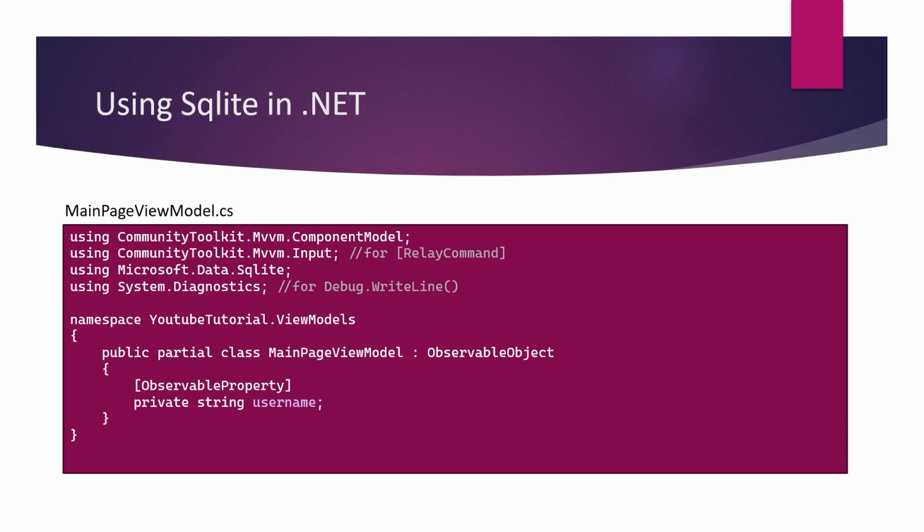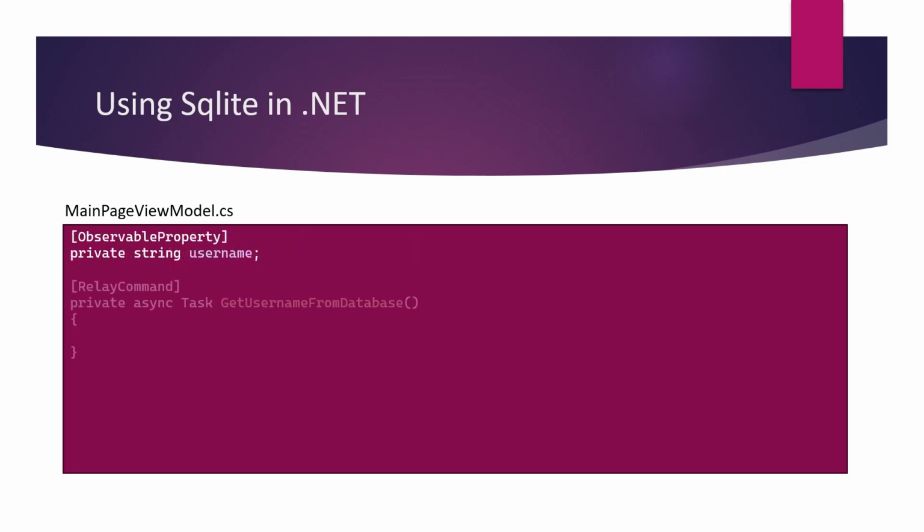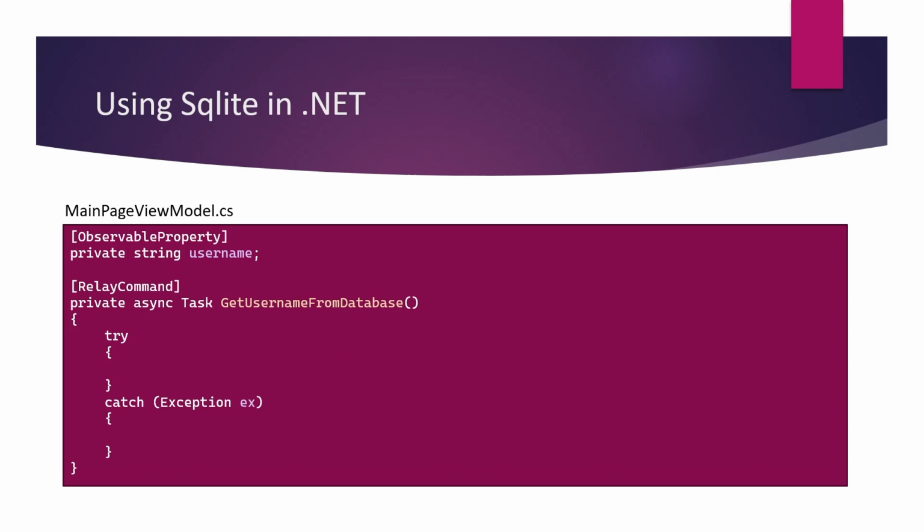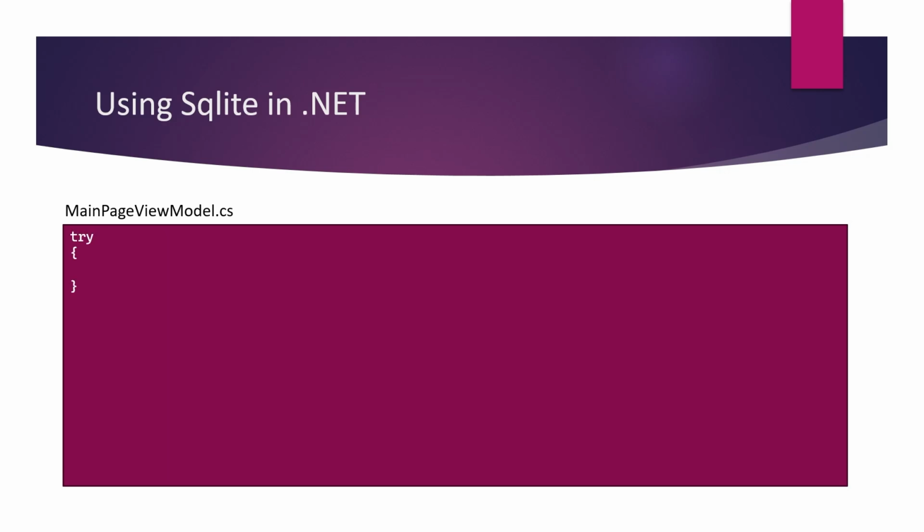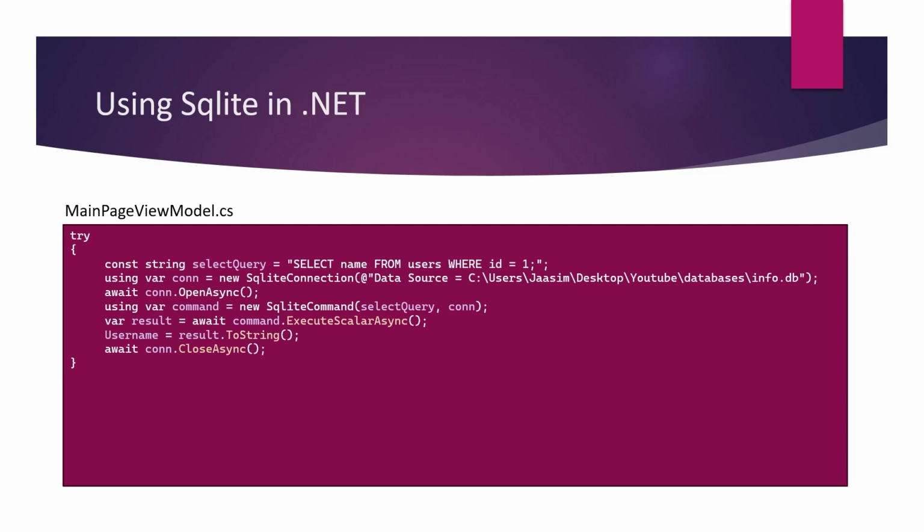Also, you have to import some usings, right? Okay, now we're going to create a new method called GetUsernameFromDatabase. We'll just do some basic error handling. Okay, now in the try block, we are going to first do the select query, and then we have to create a new connection. And now this is where our reference path comes into play, right? And then just after that, open the connection and create a new command using the query and the connection, and then open the reader and convert the result to a string and put it in the Username variable. And also don't forget to use the capitalized variable, and also you can close the connection here.